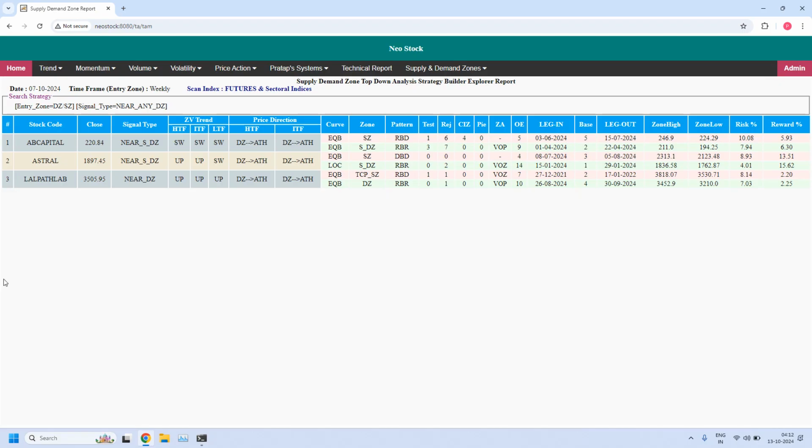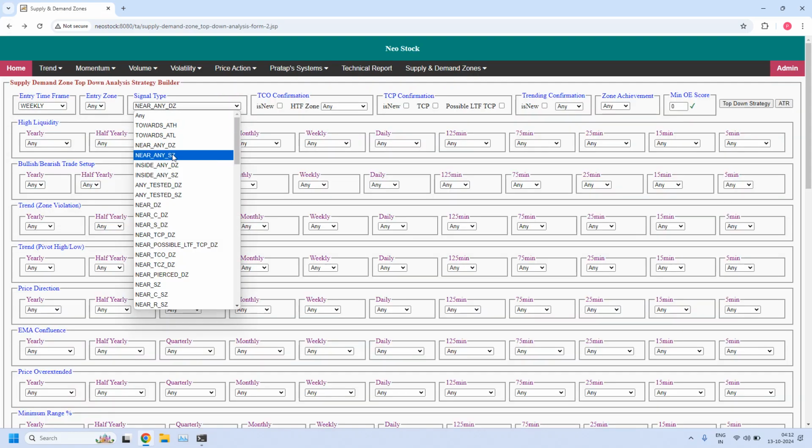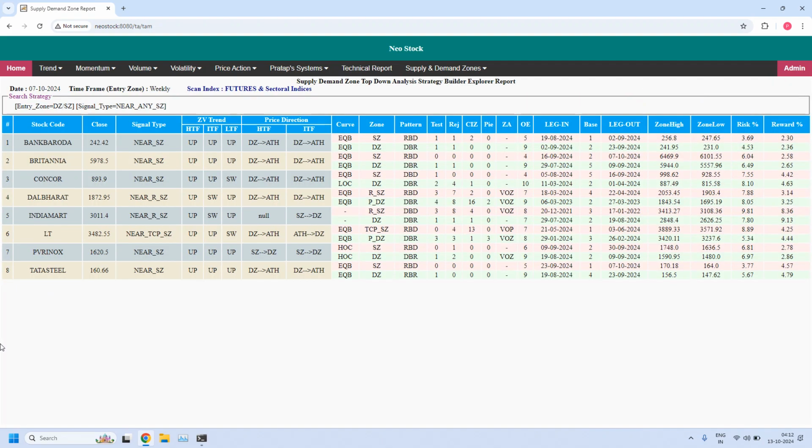Okay, now let's move on to the next report. For the weekly time frame, let us find the stocks near the weekly supply zone. 8 stocks are filtered.